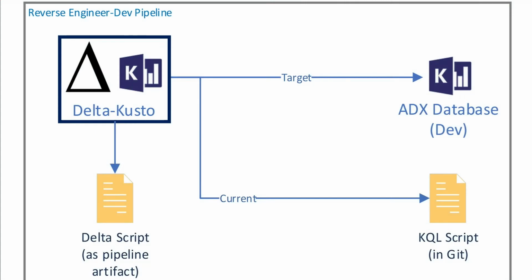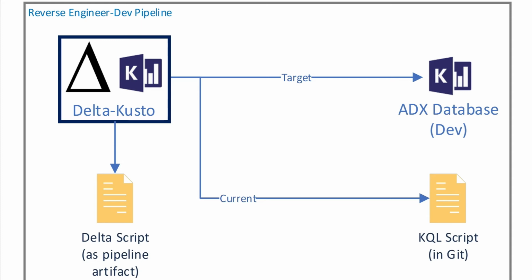The first one is reverse engineering a dev pipeline. This is a scenario we'd get if the ADX development database is a database that people edit and create functions, tables, and that type of things. And then you want to push that to staging, production, and other environments. So the first thing you would want to do is reverse engineer the changes that have been happening in your ADX database. And this is what this pipeline does.